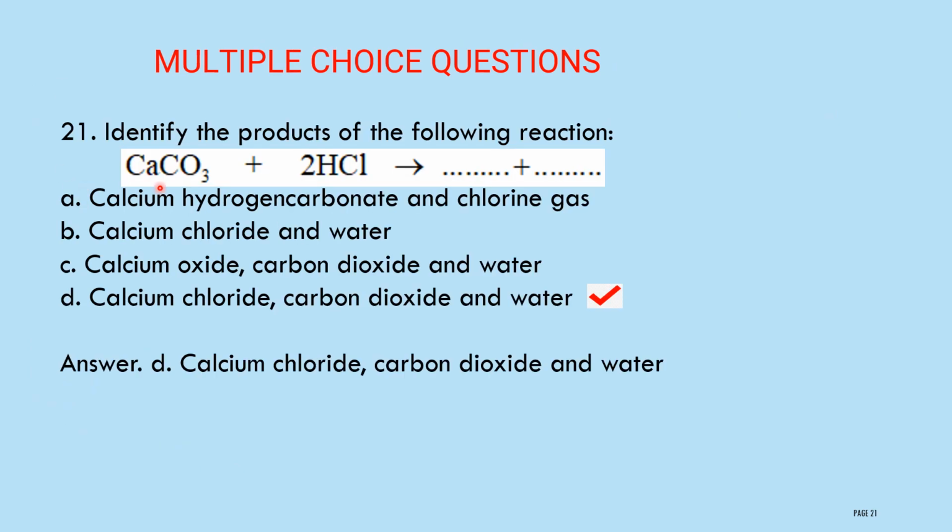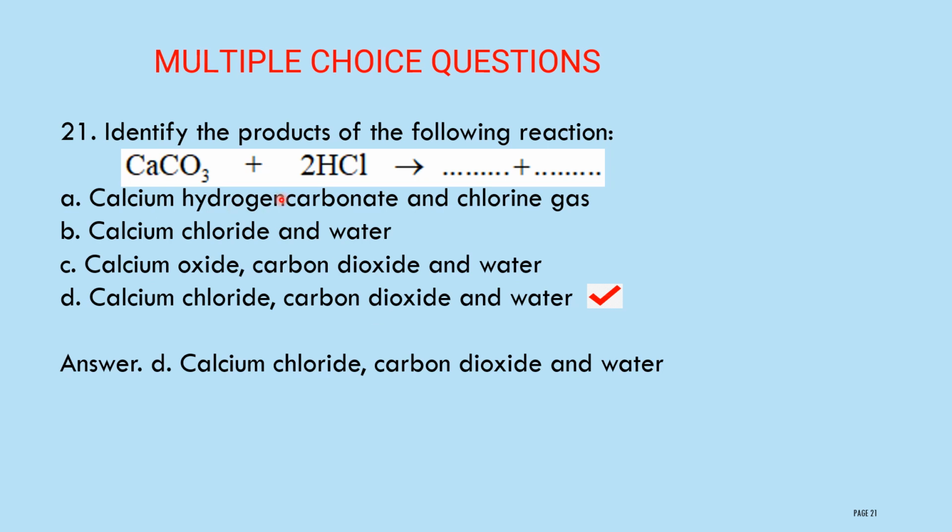Question number 21. Identify the product of the following reaction. Calcium carbonate reacts with hydrochloric acid. It will give rise to dash plus dash. The options are: option A, calcium hydrogen carbonate and chlorine gas. Option B, calcium chloride and water. Option C, calcium oxide, carbon dioxide and water. Option D, calcium chloride, carbon dioxide and water. The correct answer for this question is option D.